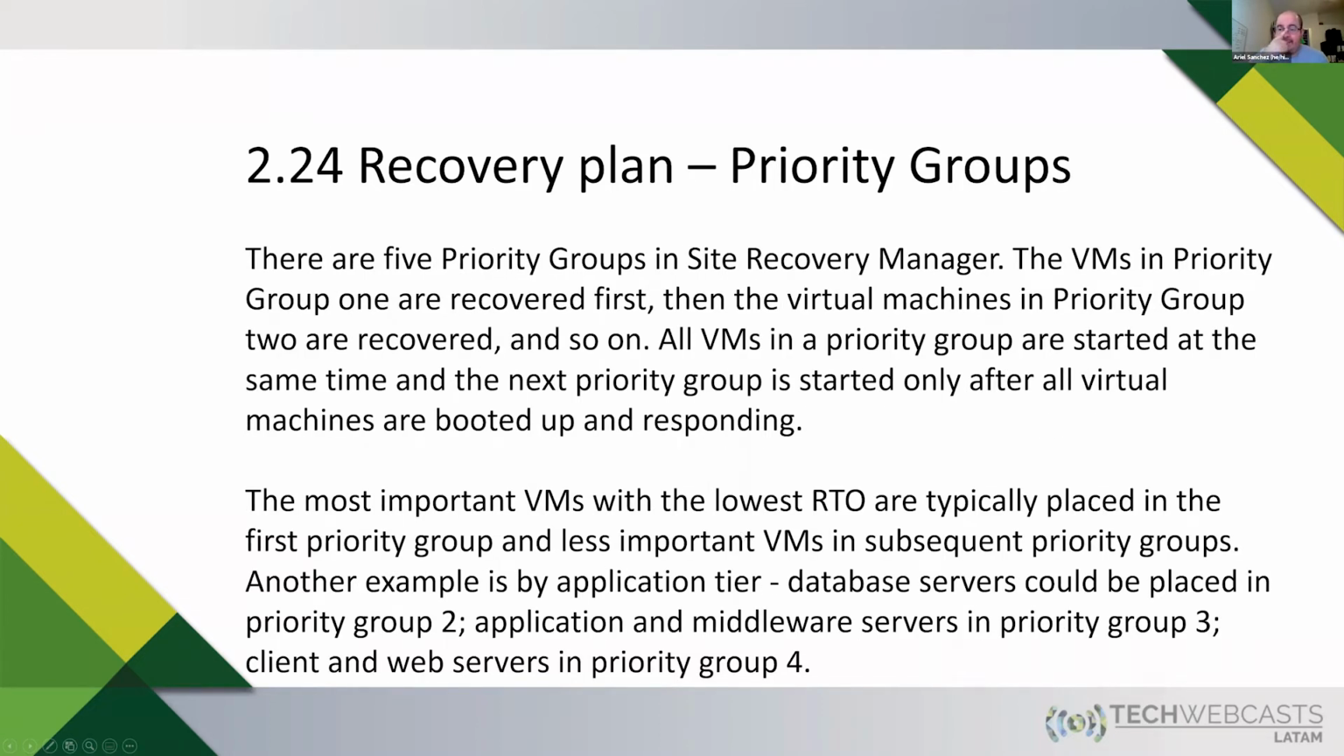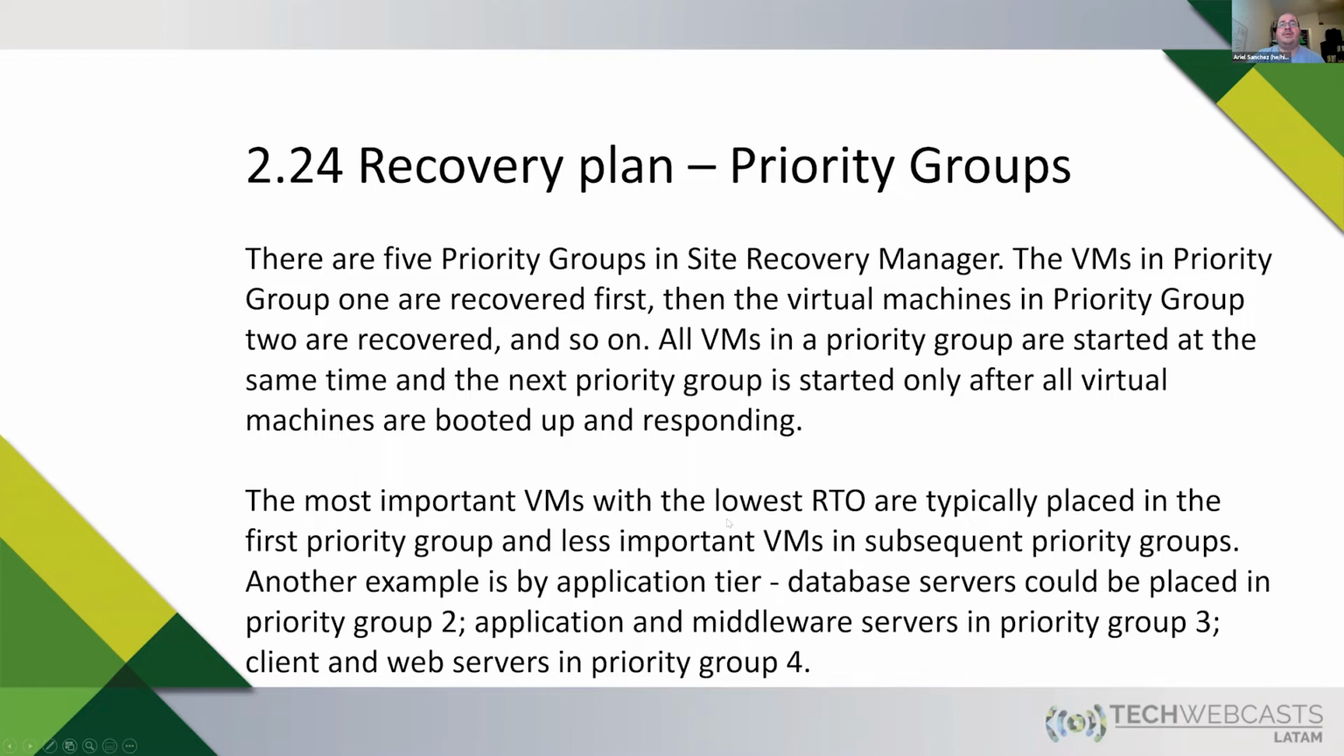Recovery plans, by default, they work with 5 priority groups. This is how you can tell inside a big migration, for example, that some VMs must come up first before others. So Site Recovery Manager will not allow VMs in the second priority group to come up before the first priority group has come up. Most likely, those VMs that are most important for your recovery time objective, you want to have them in the first priority group. And then things like dev, test, etc., they can be in priority groups 4 and 5.